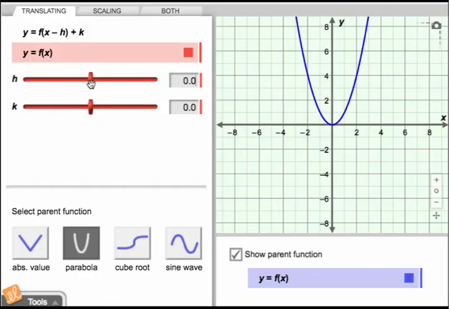So after this discussion, I think we can conclude that when I move my function to the right, the h value will be positive, but you will see it as a negative in the equation. As well, when I move the function to the left, my h value will be negative because I moved it to the left, but in the transformation equation, you will see it as a plus 2.